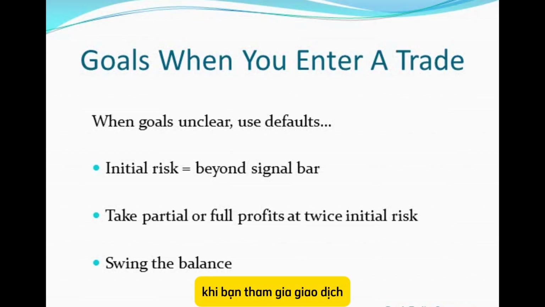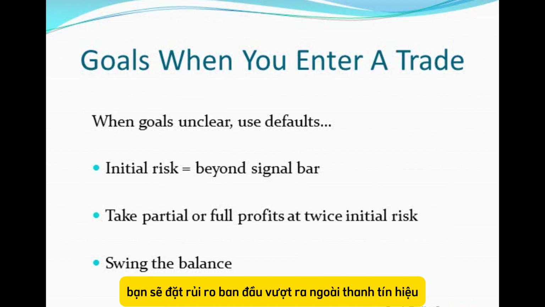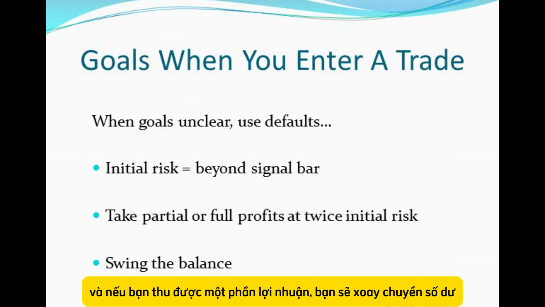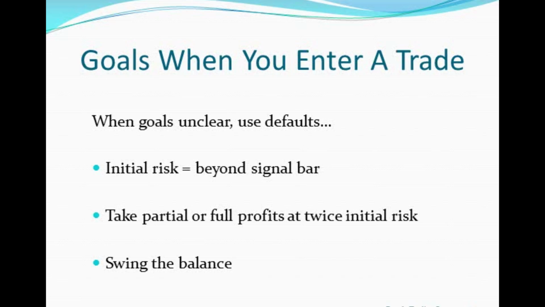When you enter a trade, if the goals are really not all that clear, rely on defaults. For example, you'll put an initial risk beyond the signal bar. If you're buying, you put your stop below the signal bar, one tick below, and you take partial or full profits at twice your initial risk. And if you took partial profits, you swing the balance.